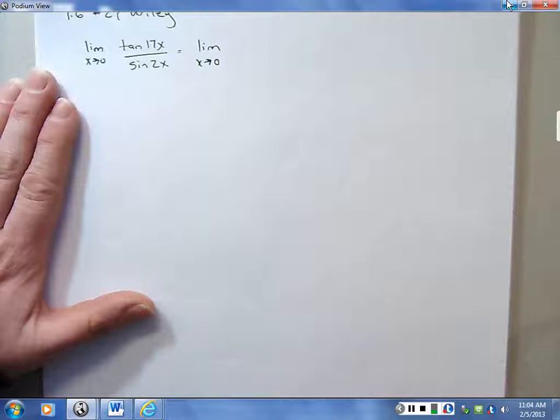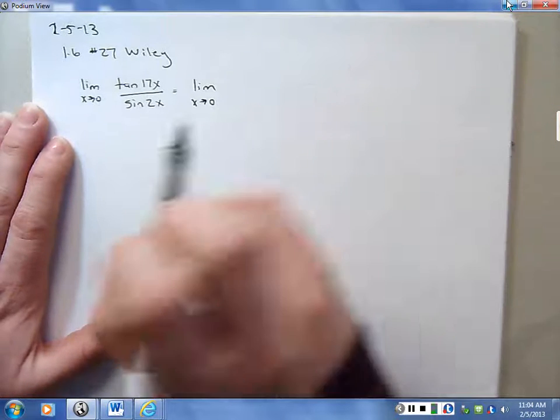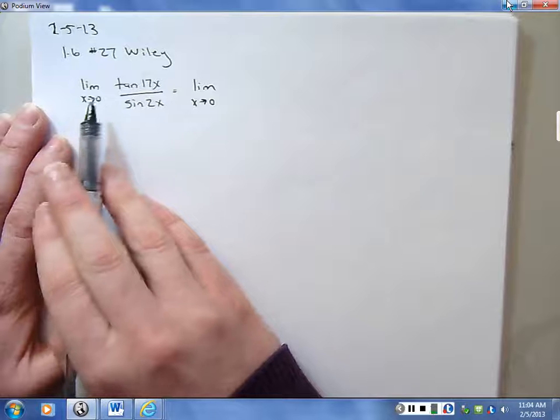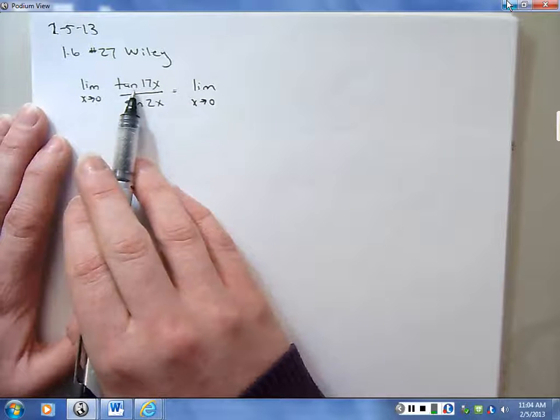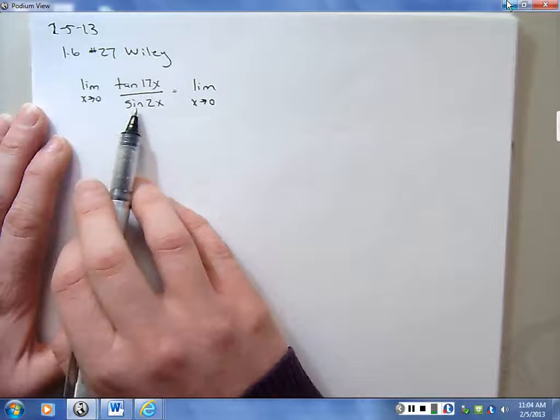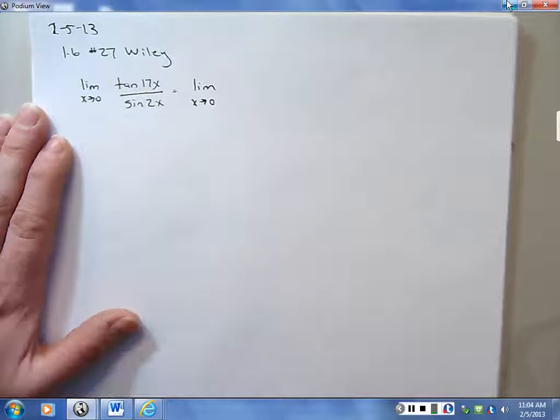I really want to get sine of something over something x, right? So what would be the best approach here for tangent? If I plug in 0, tangent of 0 is 0, and sine of 0 is 0. So I have 0 over 0, so I can't evaluate it. So I need to get it in a form that I can evaluate.